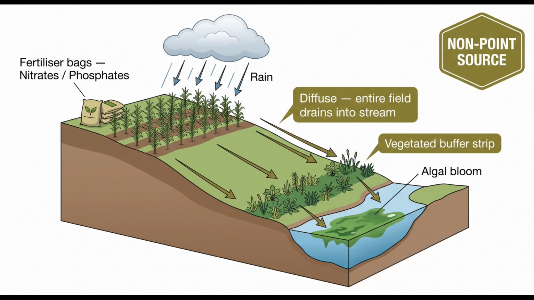Key pollutants: nitrates and phosphates from fertilizers, pesticides, and animal waste from livestock farming. Nitrates and phosphates are plant nutrients, which is exactly why they cause the algal bloom problem we look at in the next chapter. Management options: precision farming, applying only the fertilizer that crops actually need, reducing the excess available to runoff, and vegetated buffer strips along waterway edges, which are belts of grass or shrubs that intercept the runoff before it reaches the stream and filter out the nutrients.